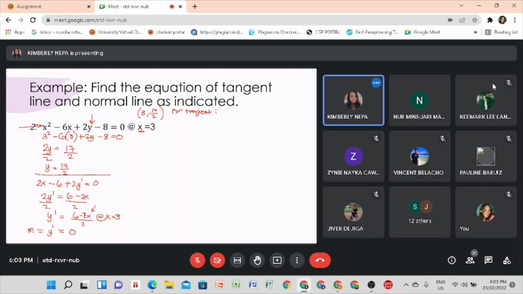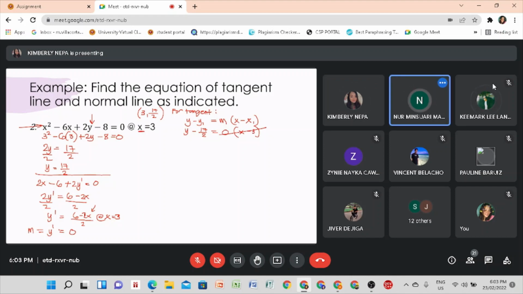Yes po. So for tangent, we have y minus y sub 1 is equivalent to m times x minus x sub 1. Y minus 17 over 2 is equivalent to 0 times x minus 3. Since this is multiplied by 0, meaning to say this is just equal to 0, correct? Yes po. So what remains is y minus 17 over 2 is equal to 0.